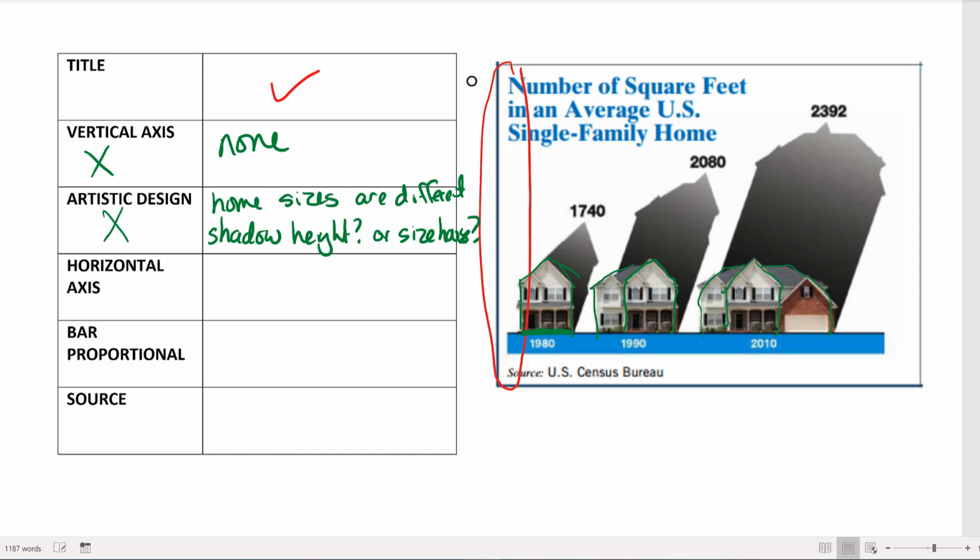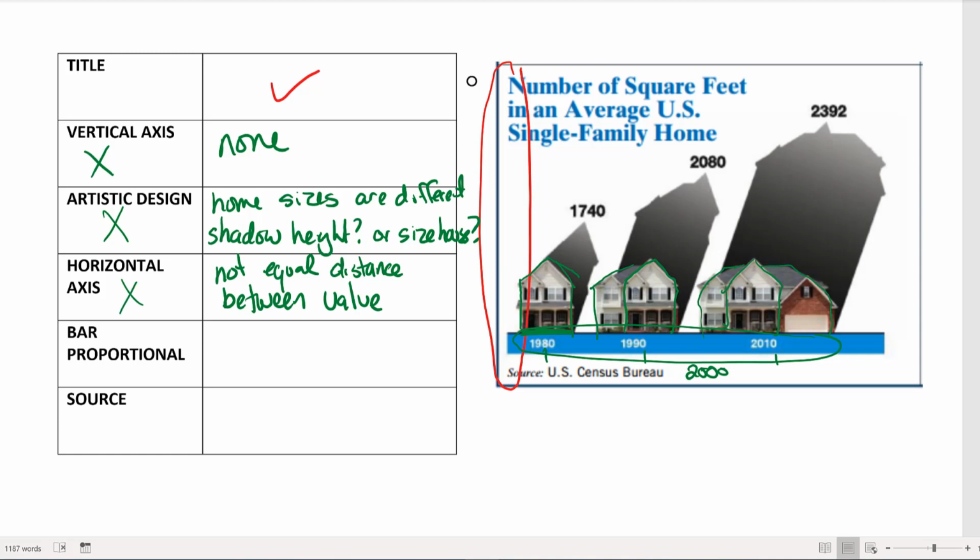So that's no good. The horizontal axes, 1980, 1990. We missed 2000. Like, where did 2000 go? And then it goes up to 2010. But again, it's not equal distance between the values. There's no tick marks, equal distance. That's missing. So this is not good either.